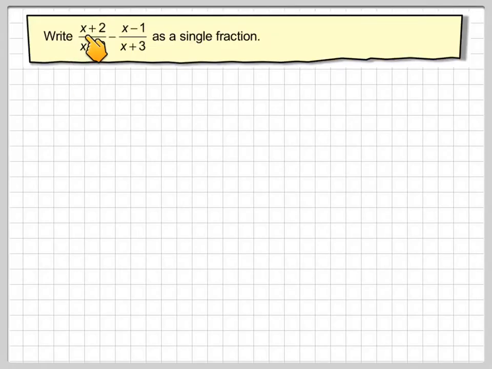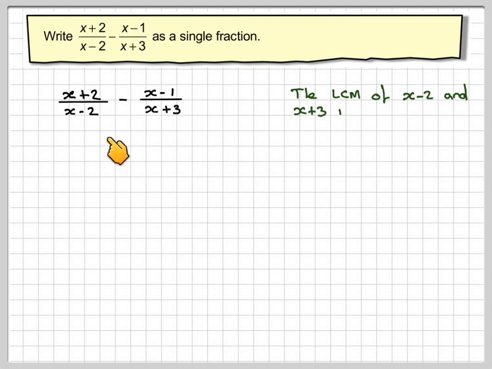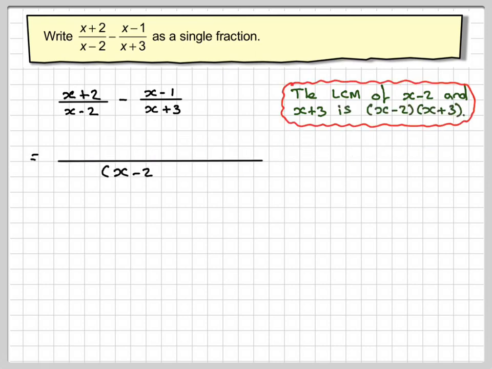where we're going to write (x + 2)/(x - 2) - (x - 1)/(x + 3) as a single fraction. Right, so the lowest common multiple will be (x - 2)(x + 3). So my algebraic fraction is going to be out of (x - 2)(x + 3).